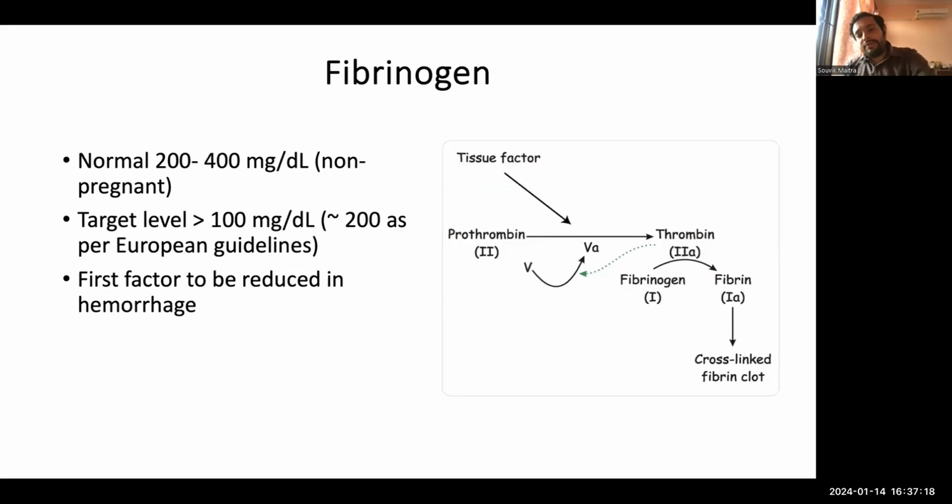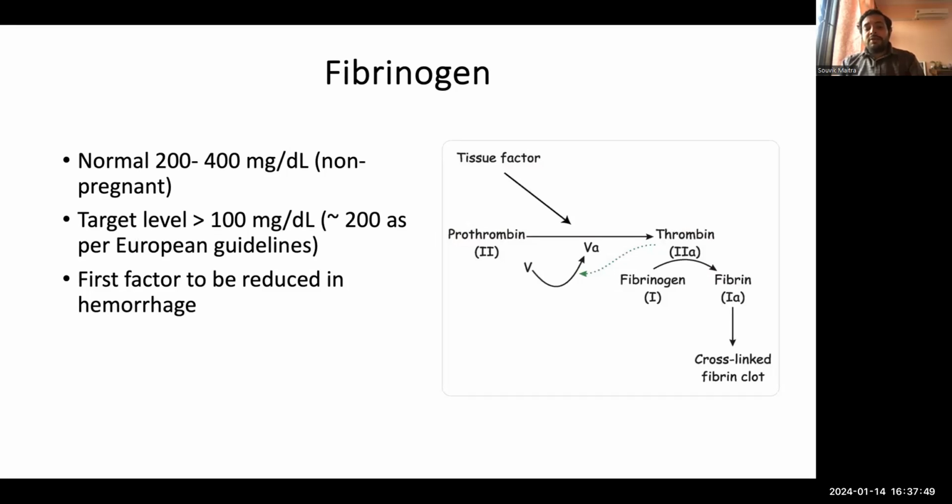Next, coming to the fibrinogen. Fibrinogen is probably the single most important coagulation factor in clinical bleeding scenarios, because in case of a massive hemorrhage, this is the first factor to get reduced below the physiological range. The normal physiological range is 200 to 400, some say 450 milligram per deciliter in a non-pregnant patient. In pregnant patients, particularly in the third trimester, this level is increased a little bit.